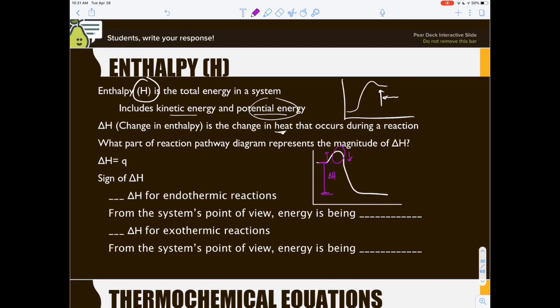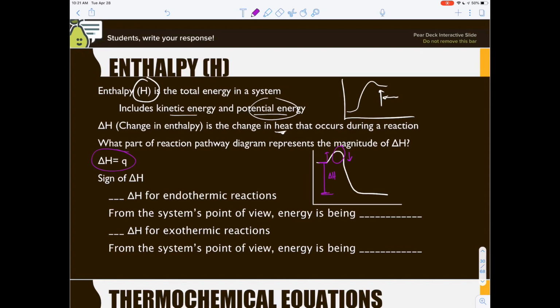So we can think of it as being equal to Q. This equation we'll get into more later, and there'll be different versions of it, but heat, enthalpy, and Q are both measured as energy, and so they're both measured in joules, or more often in kilojoules for H.